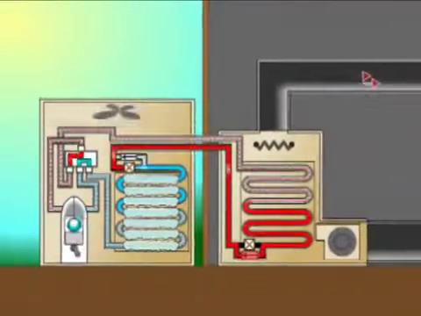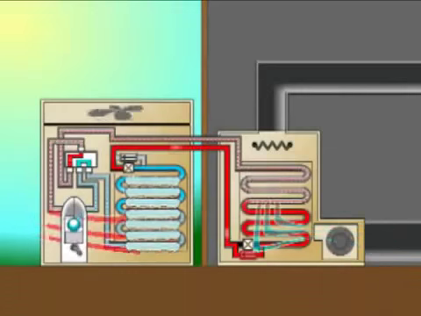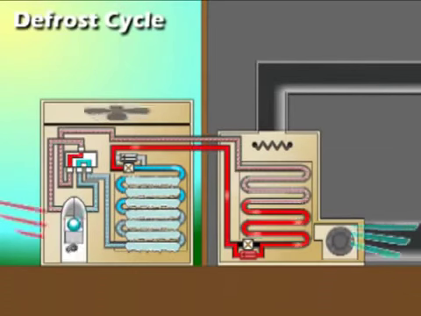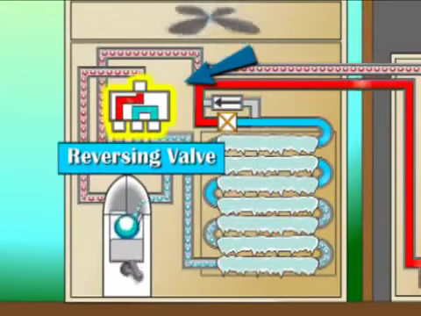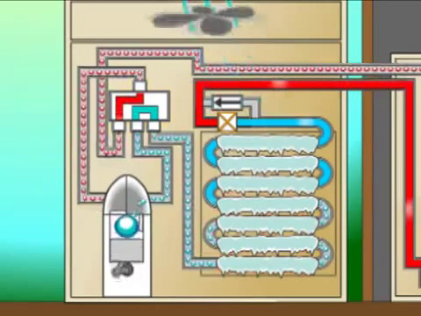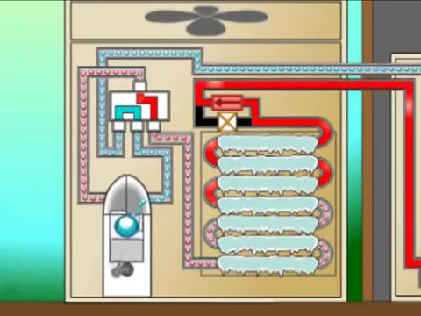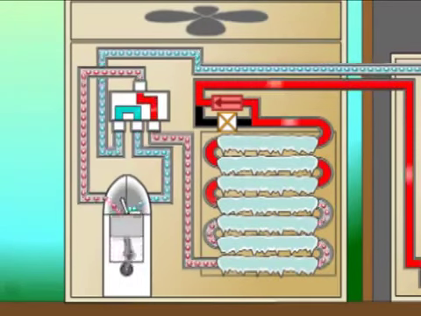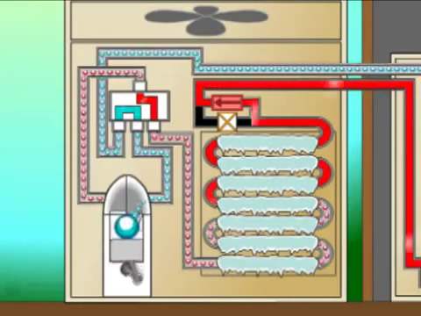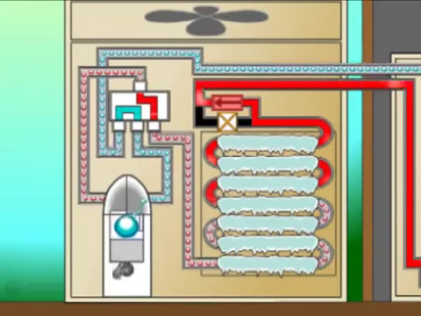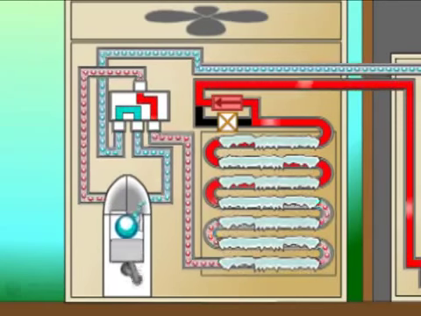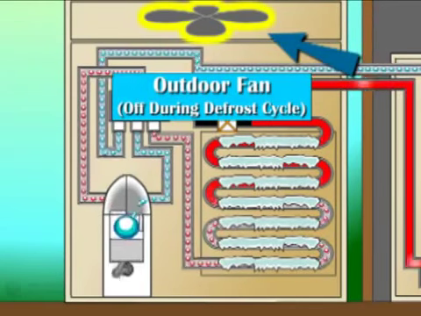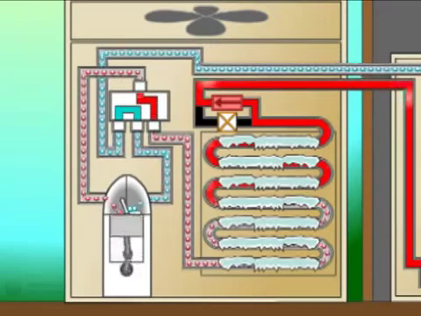The remedy? The defrost cycle. As the defrost cycle is initiated, the reversing valve switches the refrigerant path back to that of the summer mode. This allows indoor heat to be transferred from the inside airstream to the outside coil, thereby melting the accumulated frost. To speed this process up, outdoor fan operation is terminated throughout the defrost cycle.